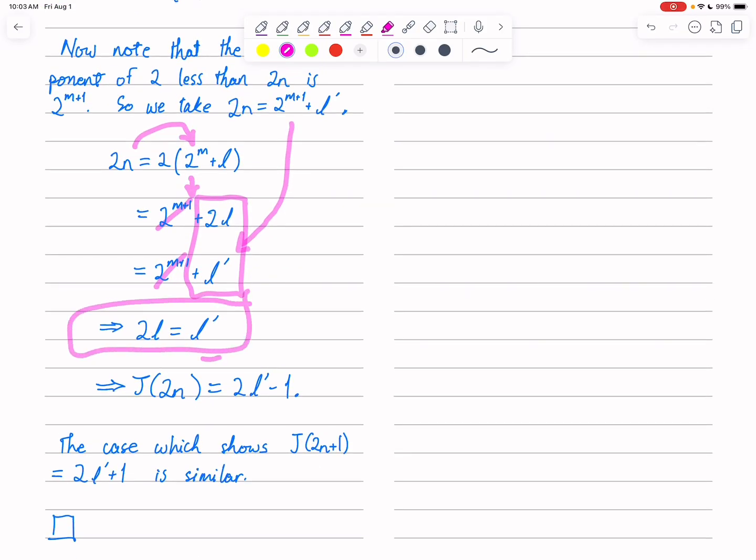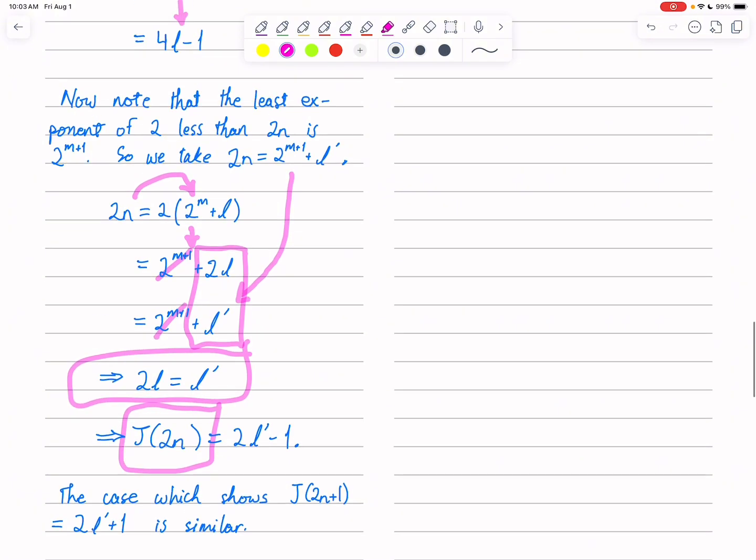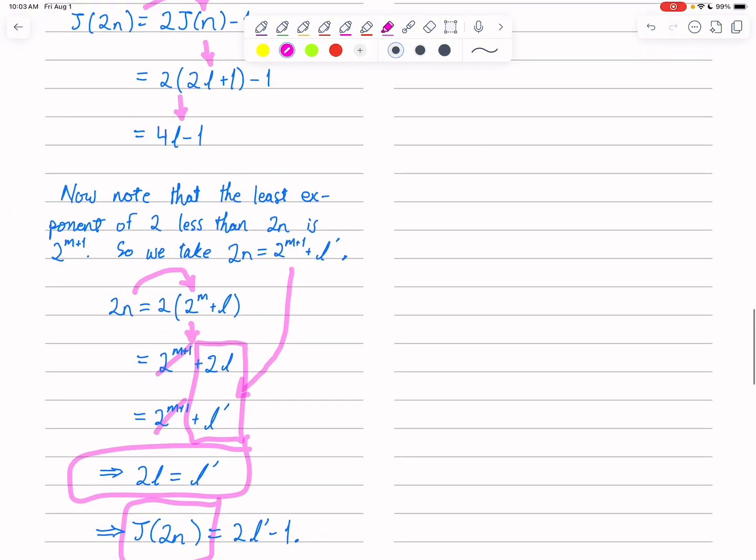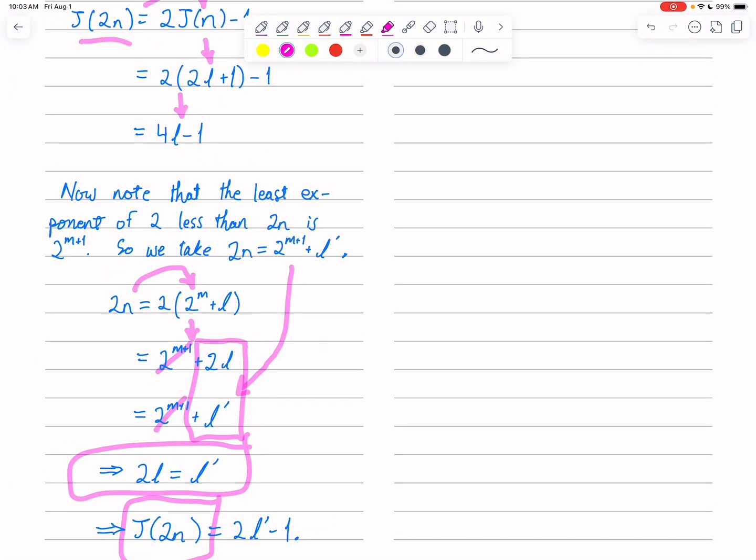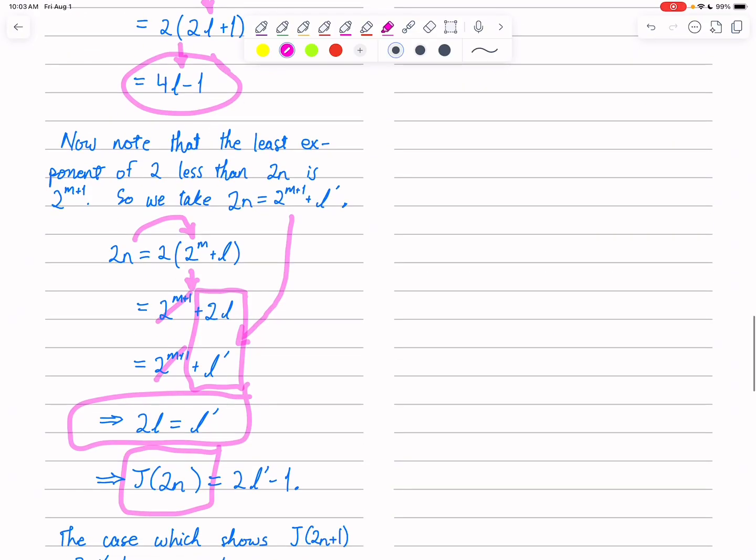So we can now return to what we said before, that j of 2n is equal to 4L minus 1. But if it's equal to 4L minus 1, and we have this equation 2L equals L prime, then 4L minus 1 becomes 2L prime minus 1, and this is exactly the formula that we needed for the case 2n.